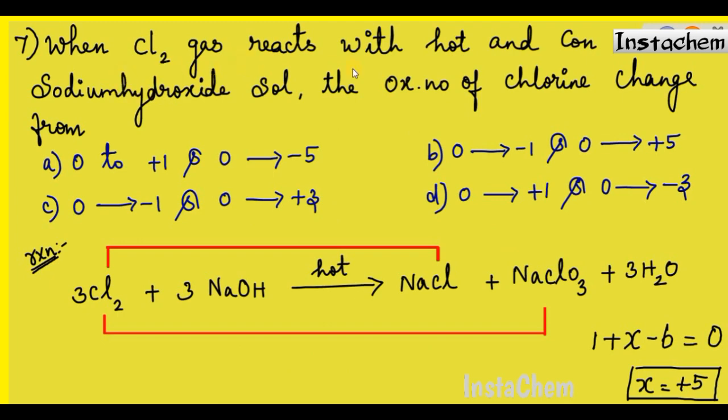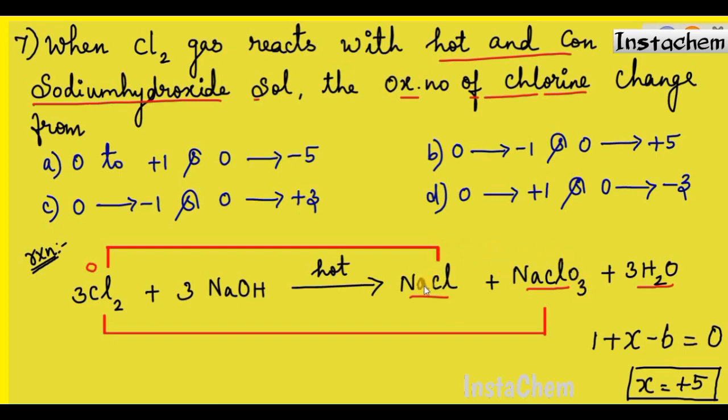When Cl2 gas reacts with hot concentrated sodium hydroxide solution, the oxidation number of chlorine changes from. Let's write the reaction first in order to understand this. Cl2 reacts with NaOH, it gives NaCl, NaClO3 and water molecule. We know very well all the neutral molecules, wherever it may be, solids or metals, carry neutral oxidation number. Cl2 carries neutral 0. It becomes NaCl as well as NaClO3.